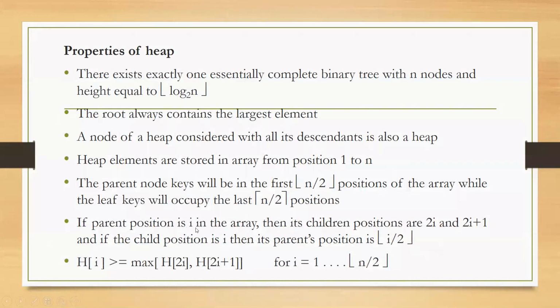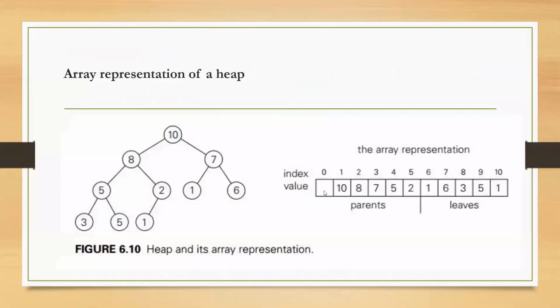If the parent position is i in the array, then its children positions are 2i and 2i plus 1. That is what I told on the previous slide. If the parent is i, its left child is 2i, its right child is 2i plus 1. And if the child position is i, then its parent position will be i by 2.